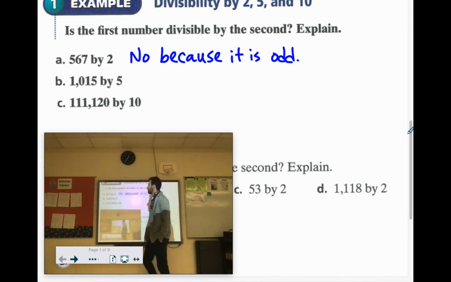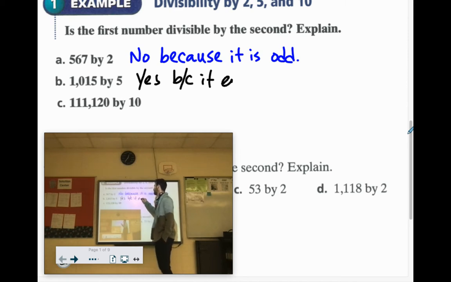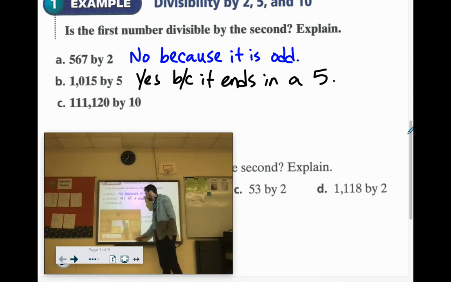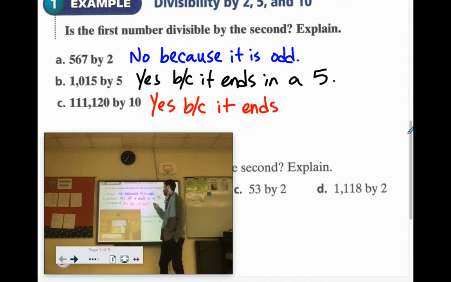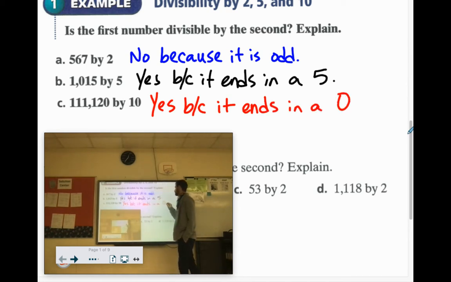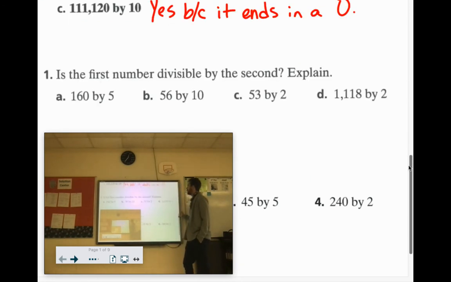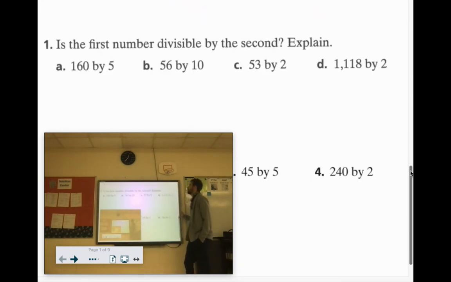Is 1015 divisible by 5? Yes, because it ends in a 5. 111,120 by 10? Yes, it is, because it ends in a 0. Awesome. We're going to try a few more here. You know what? You could try these ones pretty quick.